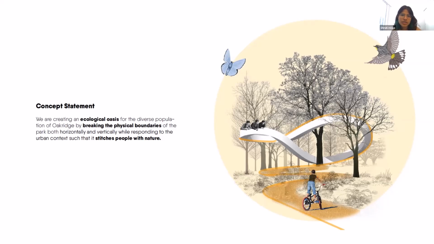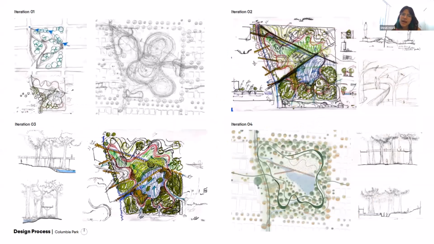Our site immersion and research all led to our decision to create an ecological oasis for the diverse population of Oak Ridge by breaking the physical boundaries of the park both horizontally and vertically, while responding to the urban context such that it stitches people with nature. Through this design, we wanted to take the relationship that people share with nature to new heights, quite literally. In a span of 6 weeks, we attempted various iterations which helped to shape our final design.